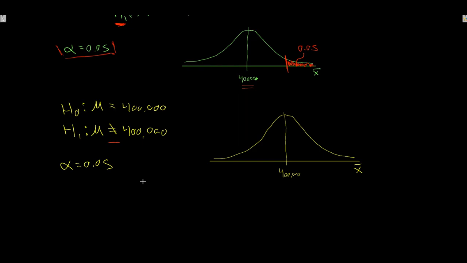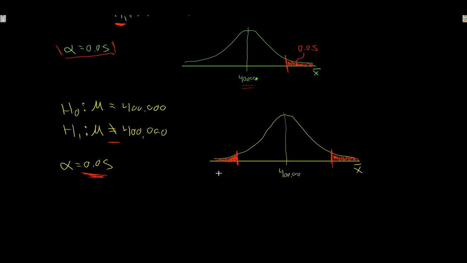I'm not having a statement of direction. I'm not saying, hey, I believe that it's bigger. Hey, I believe that it's smaller. I'm just saying that it's not equal to. So in this case, I'm going to have two rejection zones. I'm going to put one over here and one over here, such that, right, I'm saying, I don't know. I don't know if I'm going to get a sample mean bigger. I don't know if I'm going to get a sample mean smaller. I'm just going to have these two zones such that both of them together are 5%, right? Because that's my total rejection area. My total significance level is 5%.